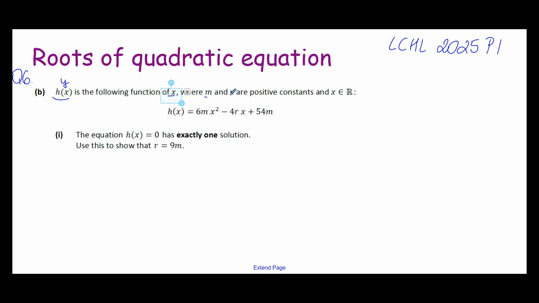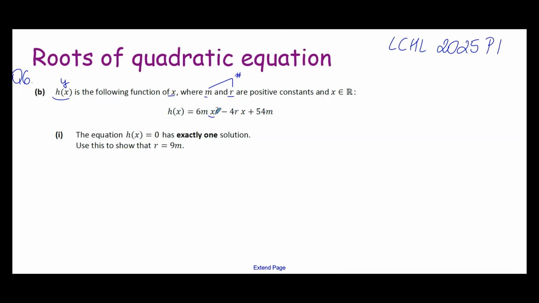Where m and r are positive constants. What that means is that these two are numbers, and they are positive because they are telling me that they are positive constants, so that means a positive value, positive numbers. And then we have a quadratic equation.